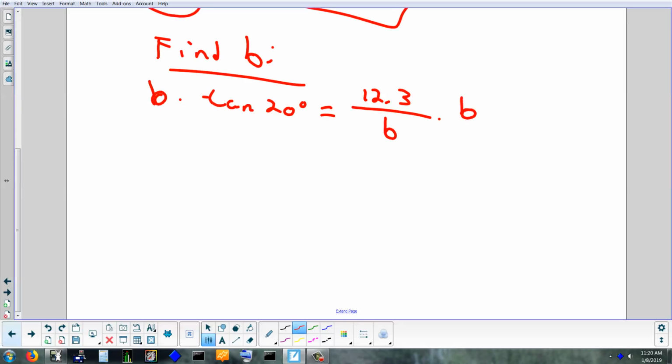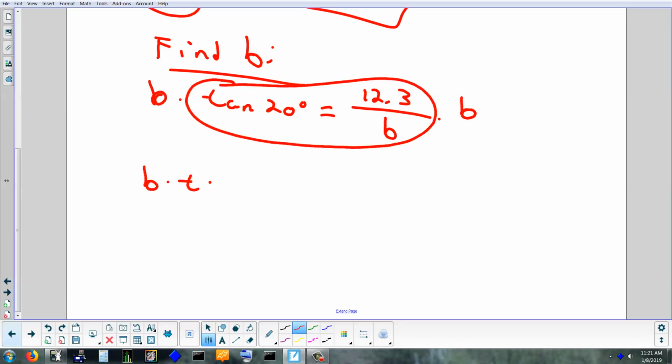Now, I'm going to circle what we had originally so we don't get confused. That was the original problem. Okay, I'm going to come back to what I just circled in a second. So I have b times some number, which I don't know what it is, but it's something, equals 12.3. Now, how would you put tangent of 20 on the other side?